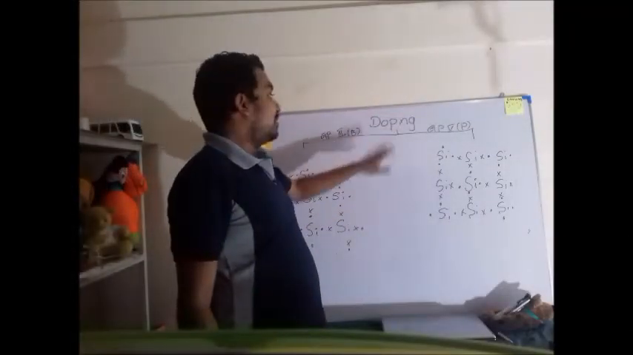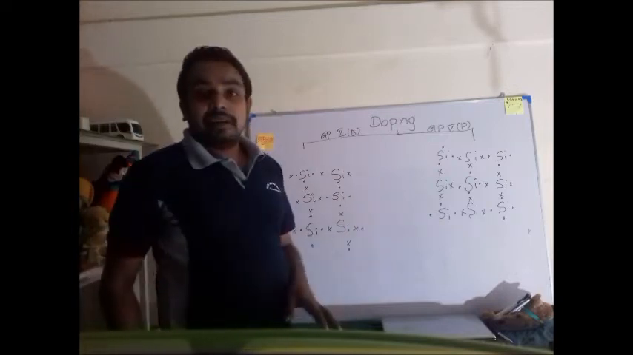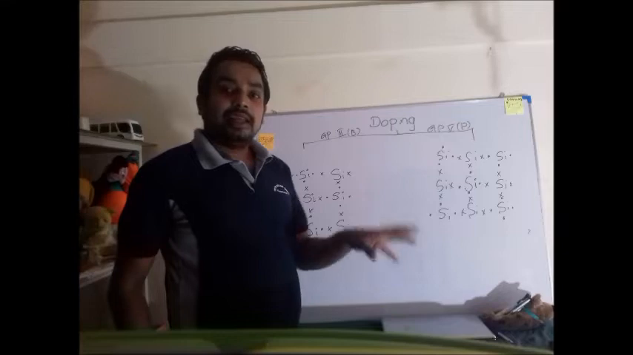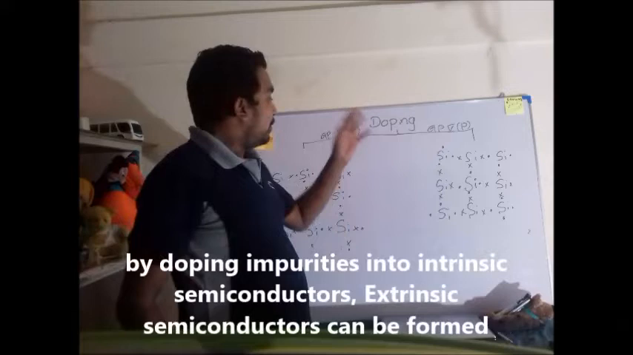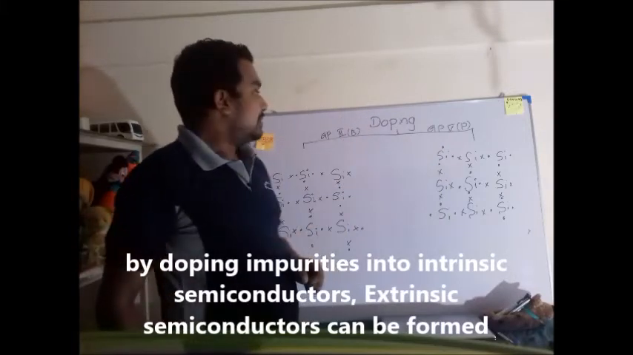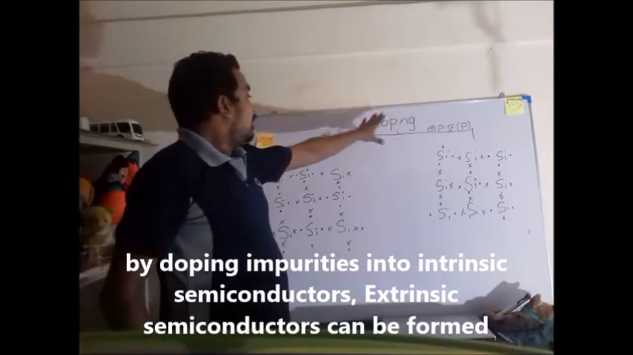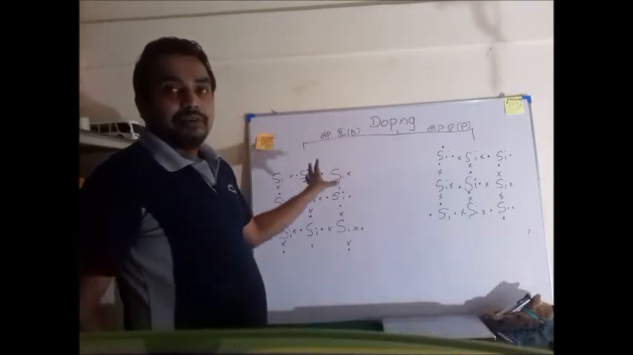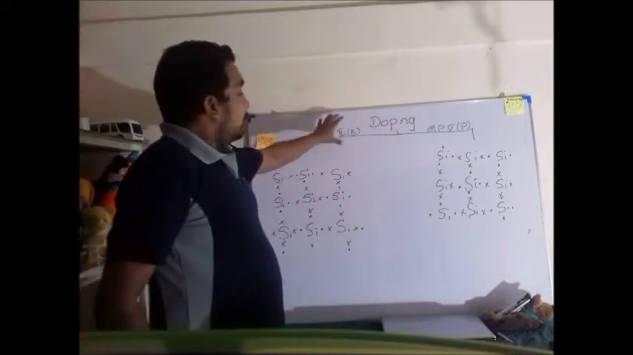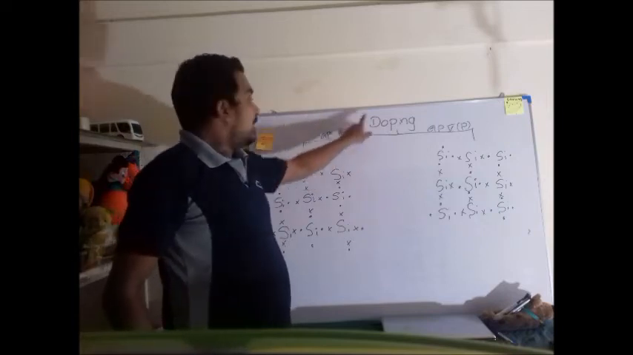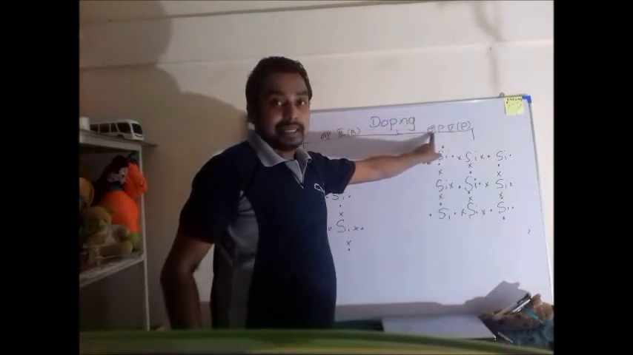As we continue the discussion on semiconductors, the next step is extrinsic semiconductors. We already know that by doping impurities into intrinsic semiconductors, we can produce extrinsic semiconductors. I have taken up a drawing here to show the two methods of formation of extrinsic semiconductors. First, doping group 3 elements, and doping group 5 elements as the second method.